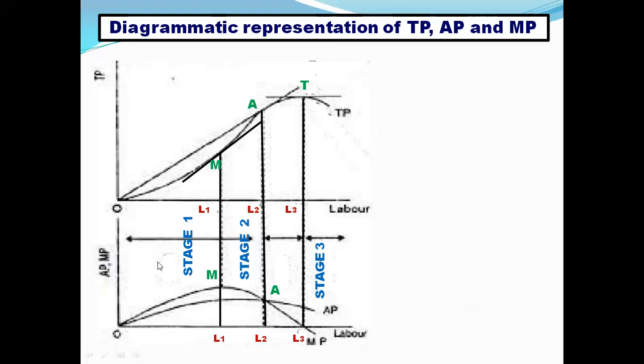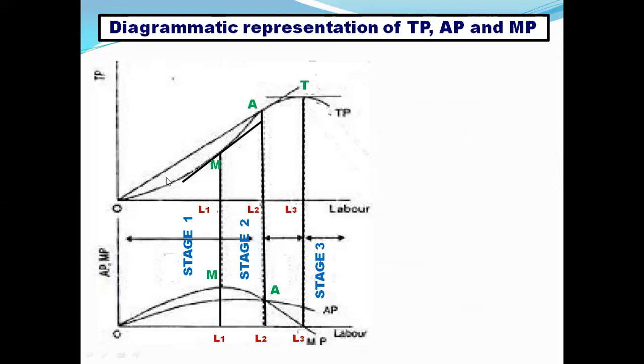Now we will draw the AP curve. See, AP is rising till L2 units of labor. Draw from the origin. You make sure that AP is rising till L2 units of labor, right? See here, AP is rising and thereafter it starts decreasing. And we see that MP equals AP when AP is maximum, right?